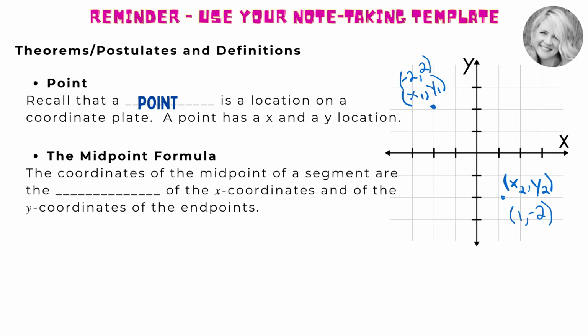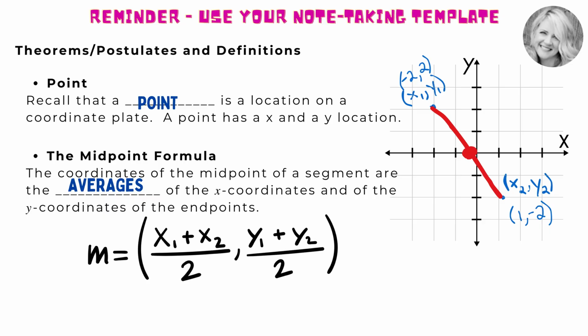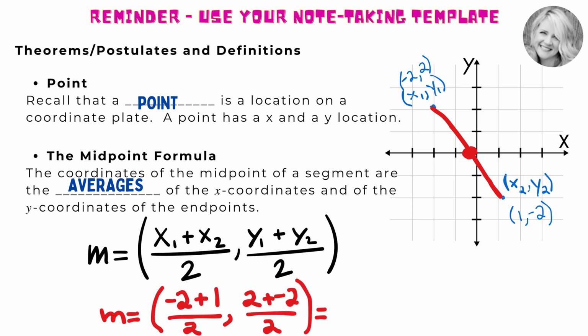If we were to want to find the midpoint of these 2 points, it's going to be somewhere right in the middle. We can guess where it's at, draw a line, find the middle, or we can use the midpoint formula. The coordinates of the midpoint of a segment are the averages of the x coordinates and of the y coordinates of the endpoints. So for the midpoint formula, you add your x coordinates, divide by 2, add your y coordinates, divide by 2, and you have your midpoint.